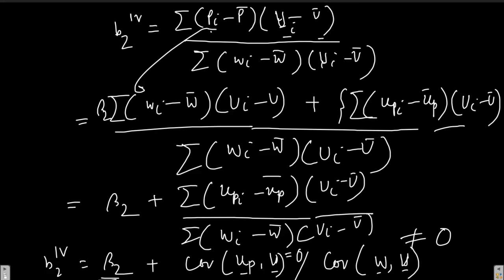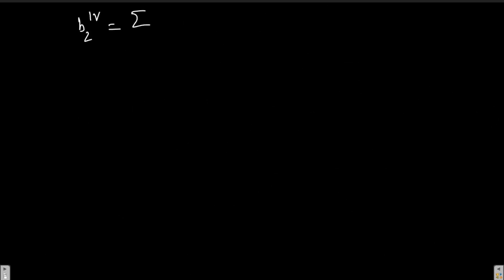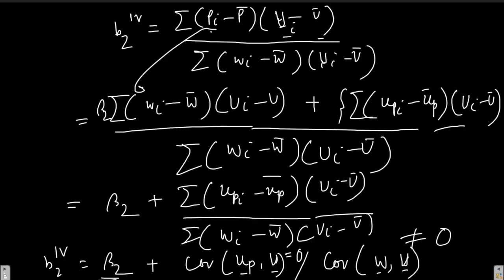Now what will happen if I take M as an instrument? Let's see that. This time I'm going to estimate beta 2 IV with M as an instrument. So it is going to be the summation of Pi minus P bar, this is the price equation, and instead of U I'm going to write Mi minus M bar. And in the denominator, my W is the X variable, so Wi minus W bar, and then I'll multiply Mi minus M bar.